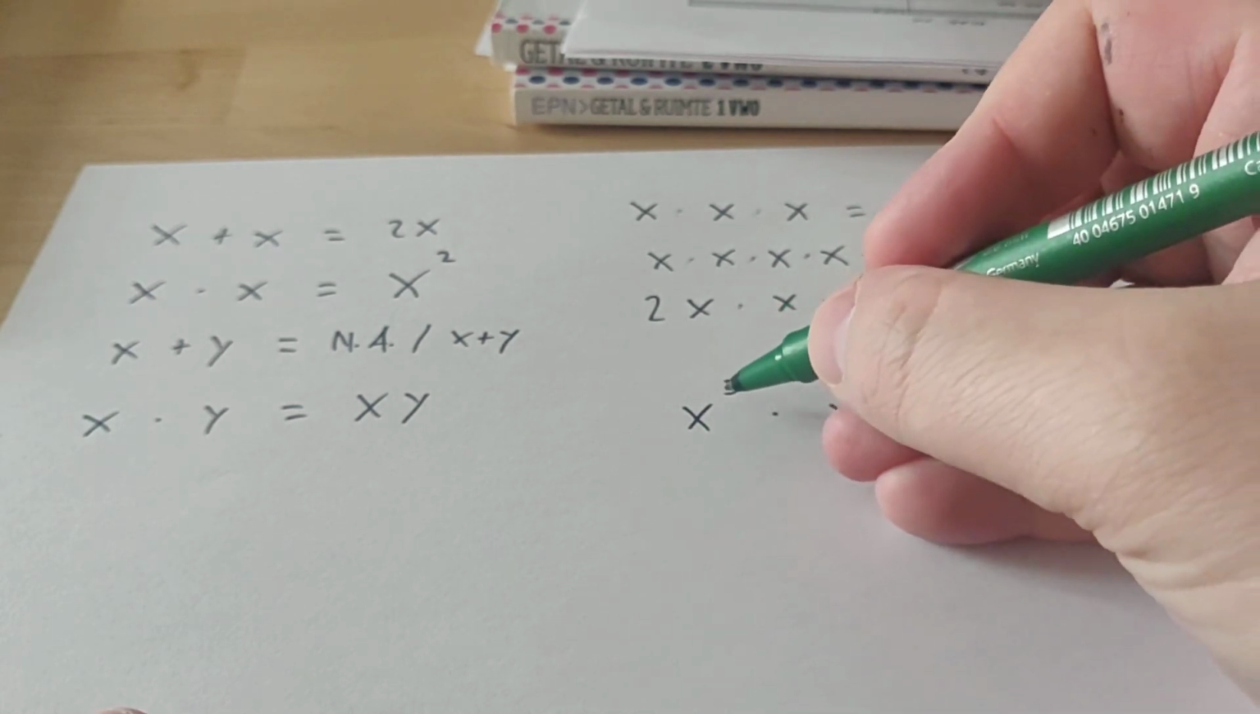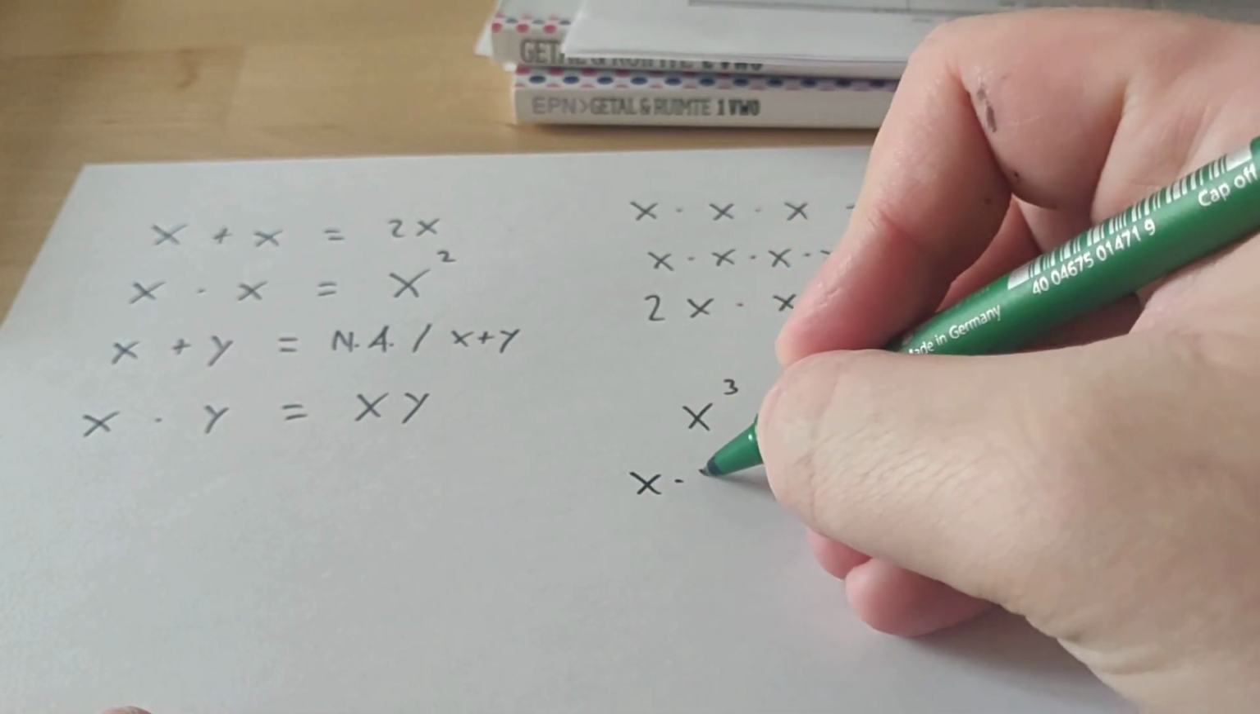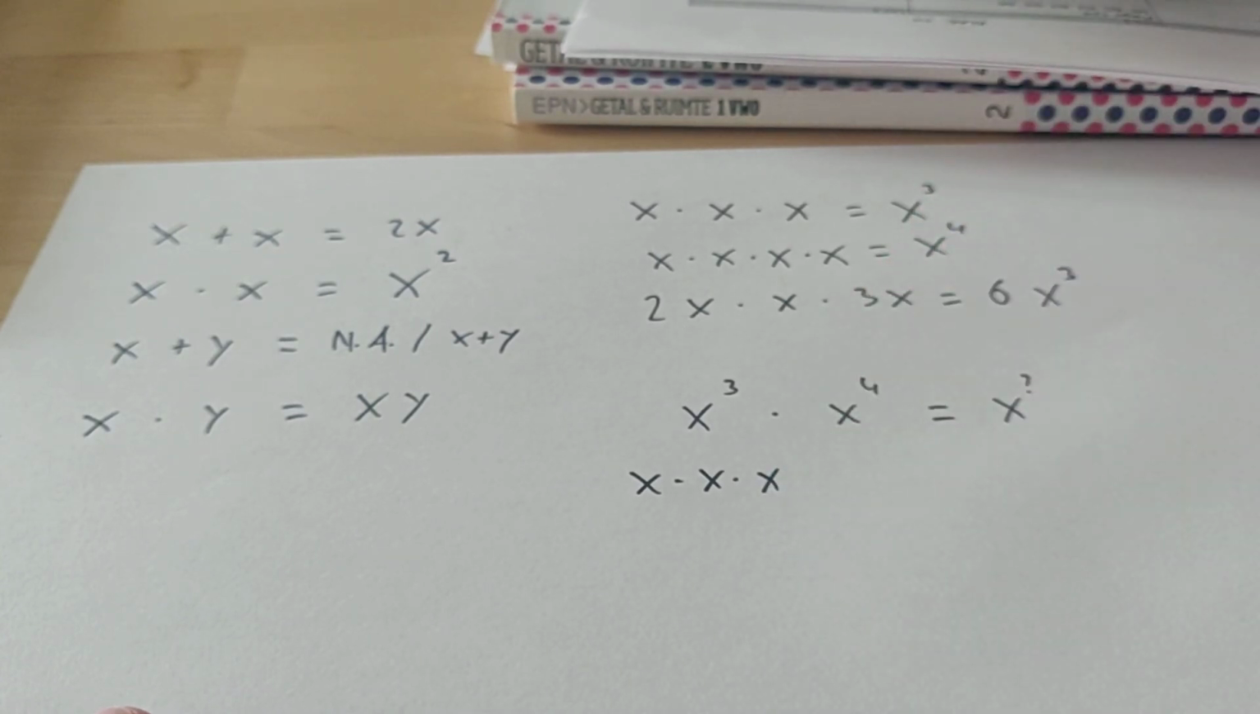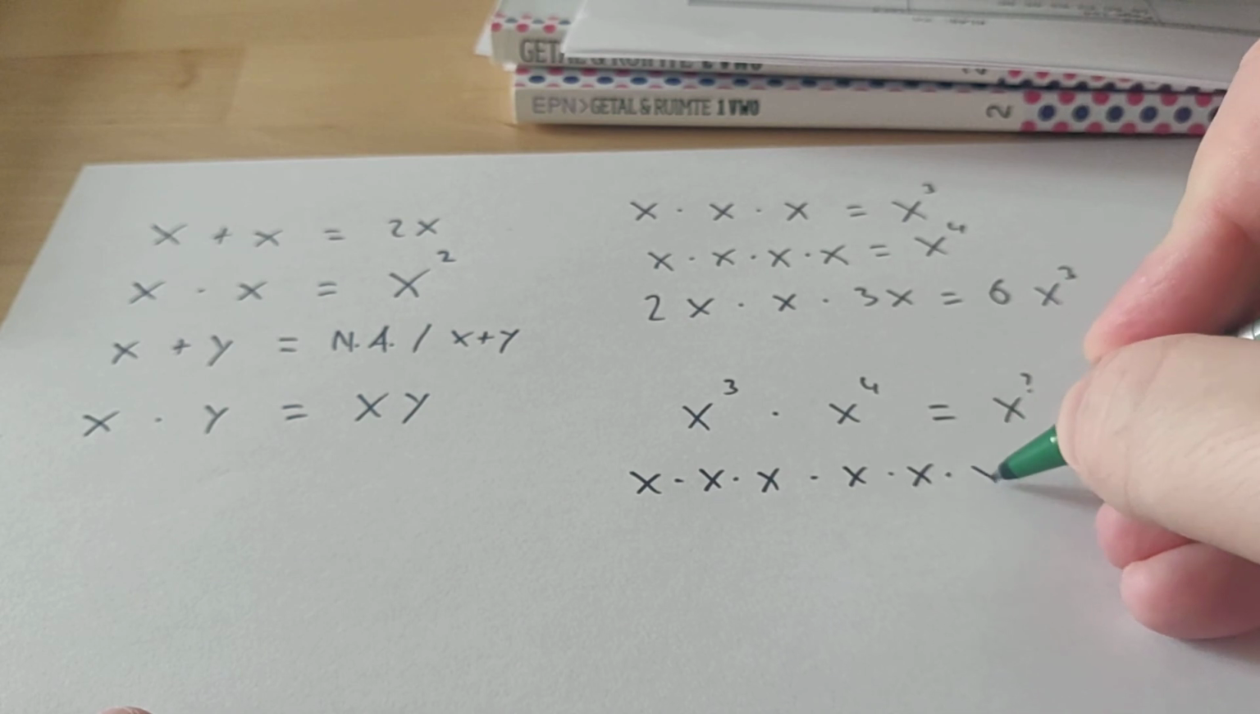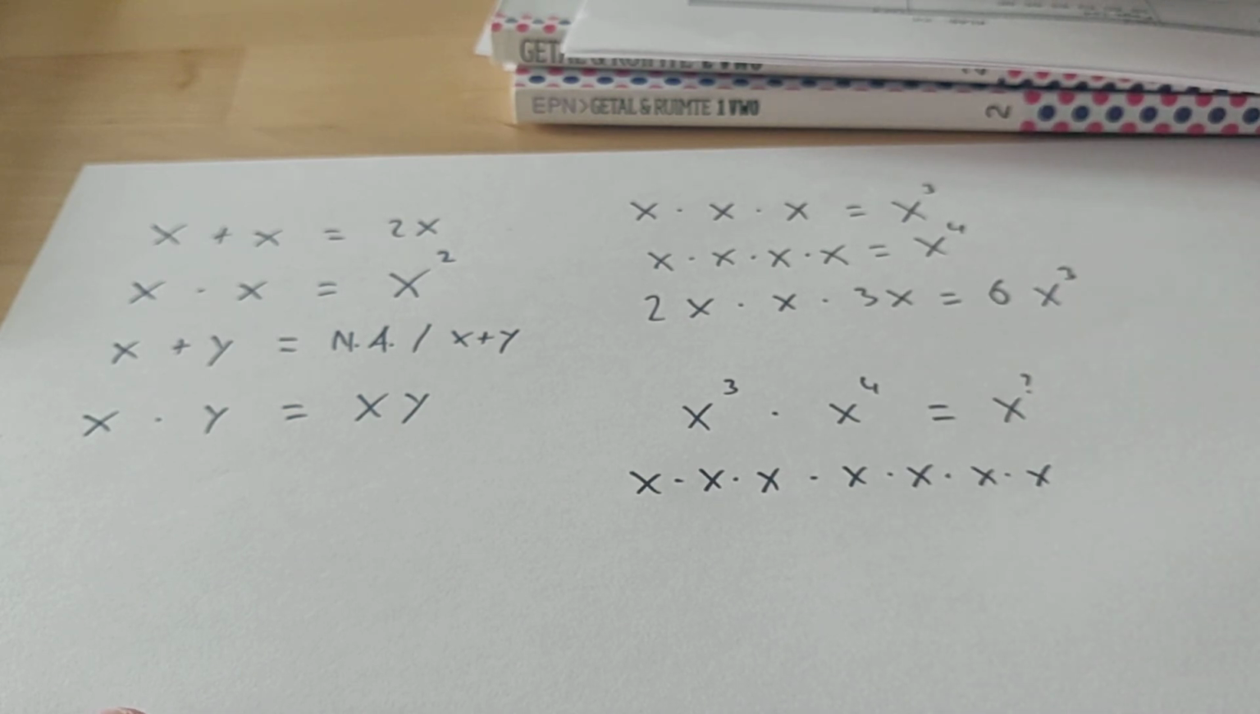So let's figure out. X to the power of 3 is actually x times x times x, right? It's just 3 x's. And x to the power of 4 is x times x times x times x. That's 4 x's. So in total you have 7 x's. So this is how that works.